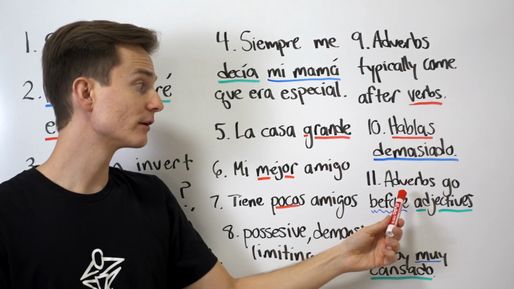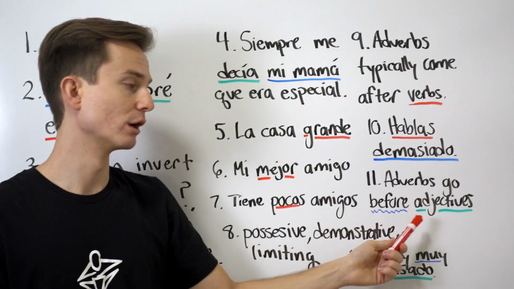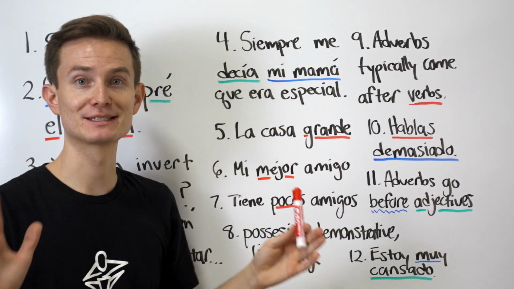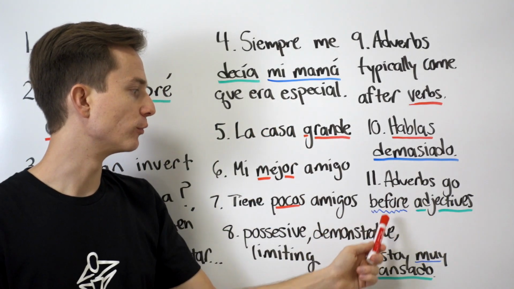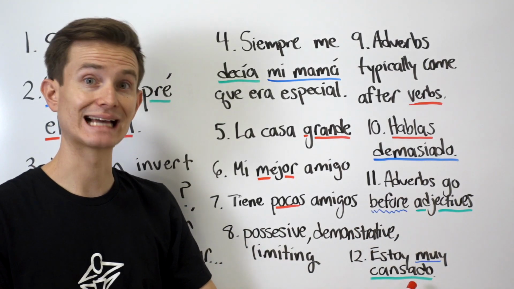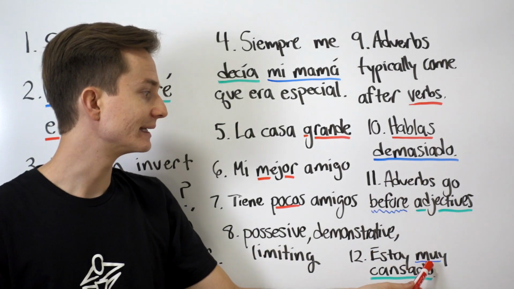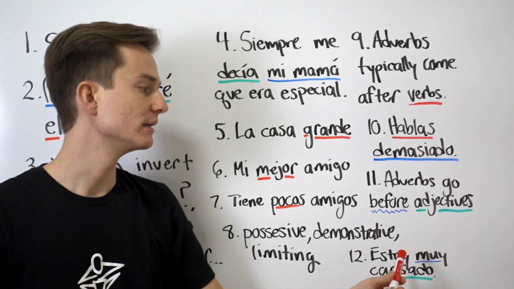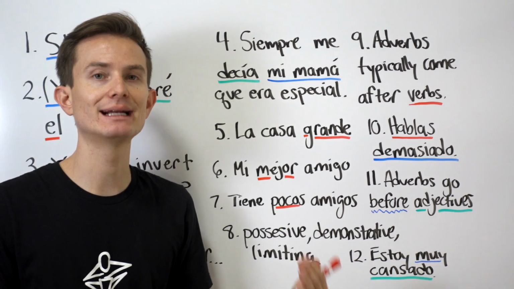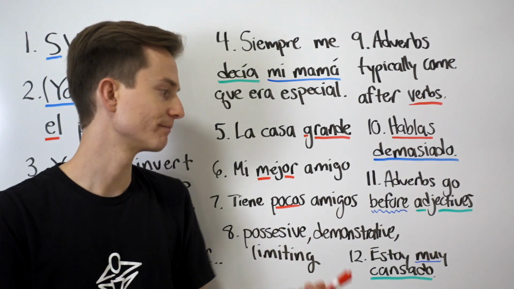Now, adverbs almost always go before adjectives. I know this is getting a little confusing, but I promise it's not too tricky. Adverbs go before adjectives. So for example, here is our adjective, cansado, right? And here is our adverb, muy. Estoy muy cansado. In the same way that we would say in English, right? I am very tired, okay?